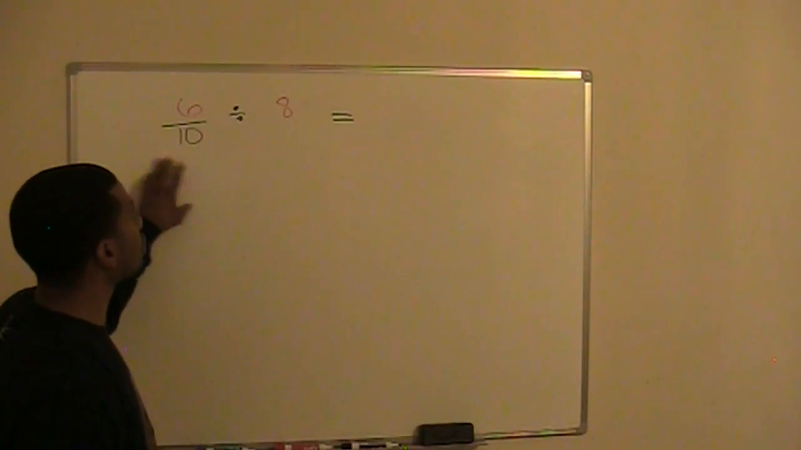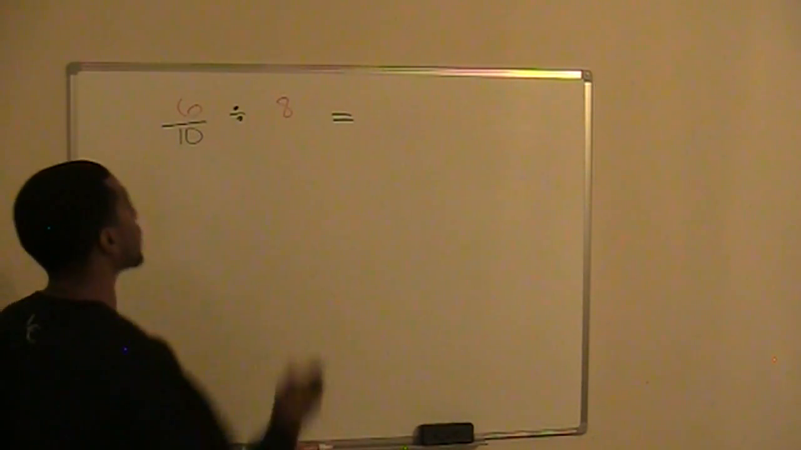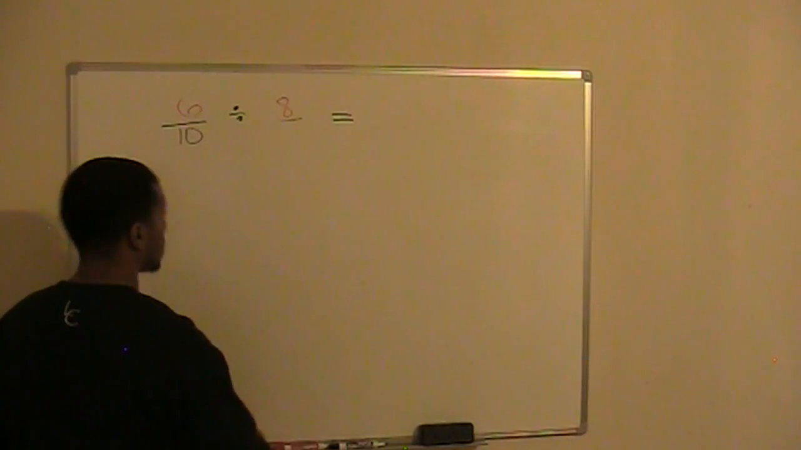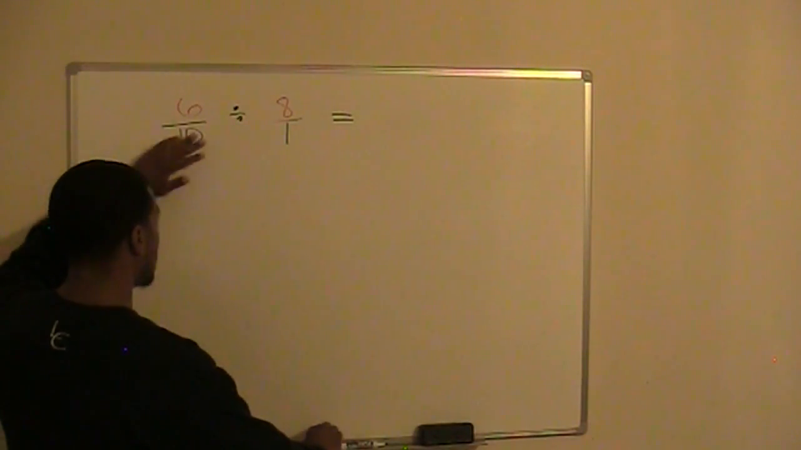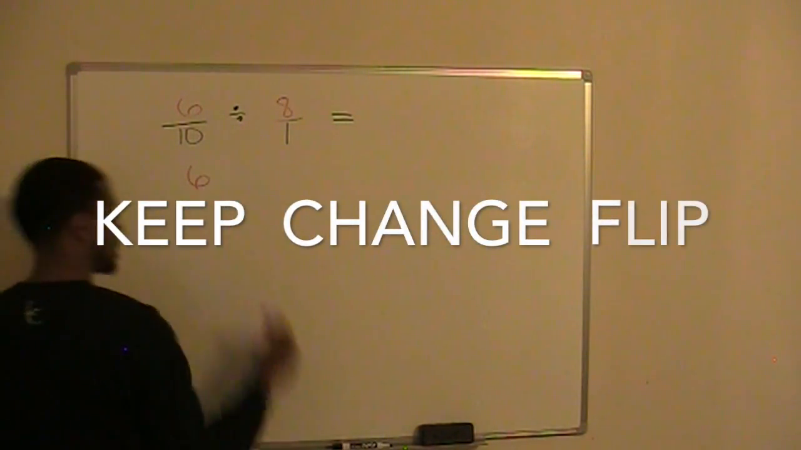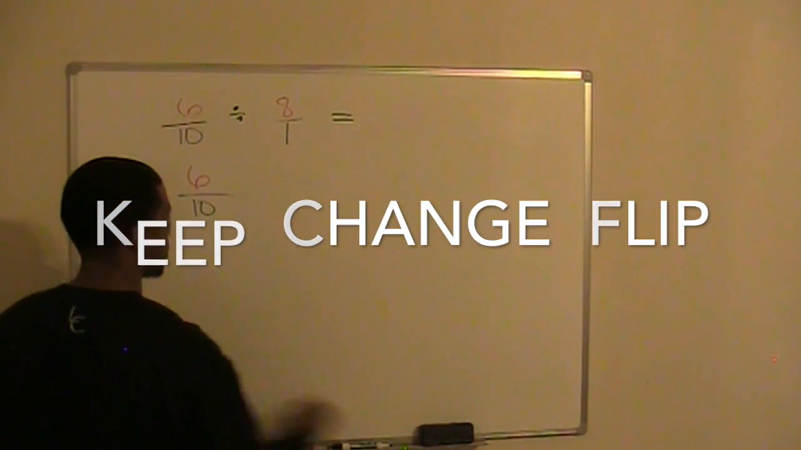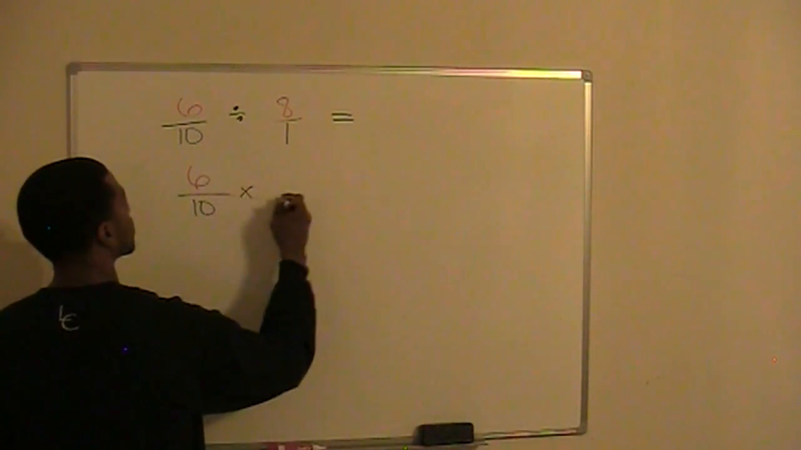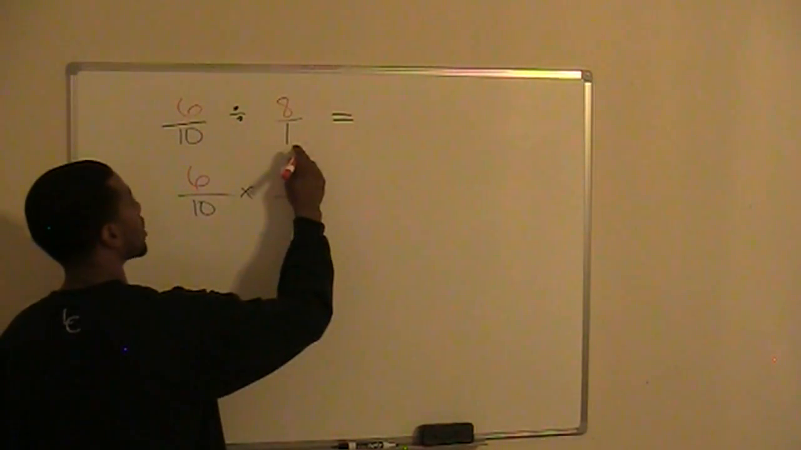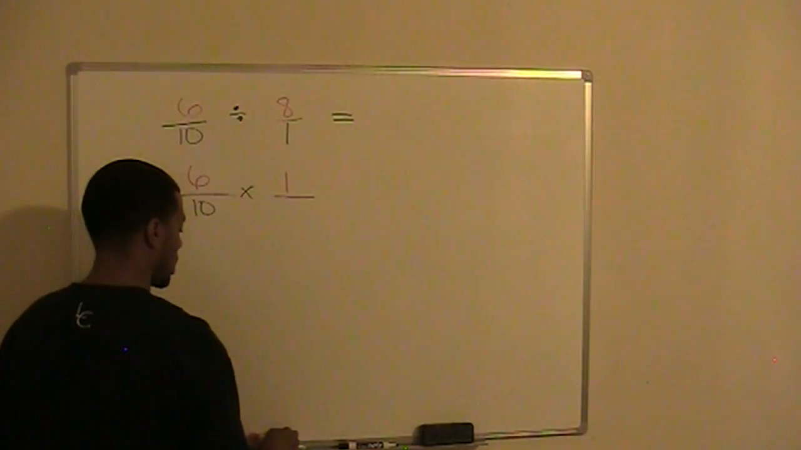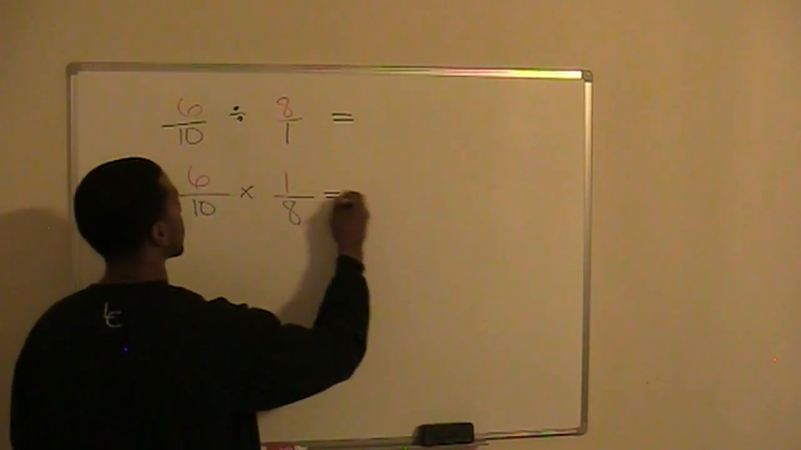Now let's try dividing a fraction by a whole number. The steps will stay the same, but remember, beneath every whole number is a 1. So we have 8 divided by 1. So now we keep the first fraction, 6 with my denominator 10, we change the symbol from division to multiplication, and then we flip the last fraction. So now 1 goes from being the denominator to the numerator, and 8 goes from being the numerator to the denominator. And now we're going to multiply straight across.